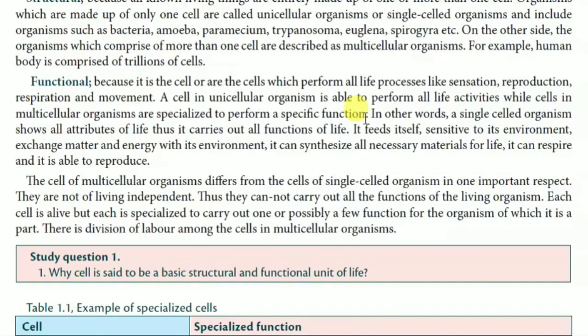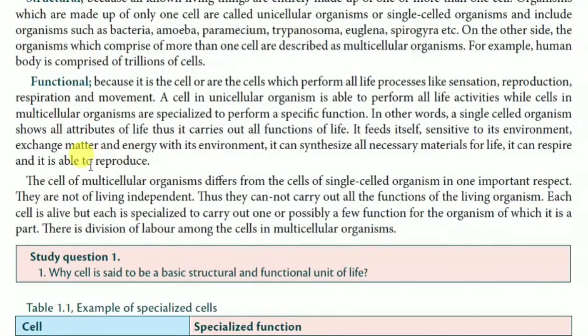Kila cell inakuwa na perform function fulani, lakini kwa sababu zote ni cell, ndio maana nasema cell is the basic functional unit. So a cell in unicellular organism is able to perform all life activities, while cells in multicellular organism are specialized to perform specific function. In other words, a single-celled organism shows all attributes of life, thus it carries out all functions of life. It feeds itself, is sensitive to its environment, and exchanges matter and energy with its environment. It can synthesize all necessary materials for life. It can respire and is able to reproduce.